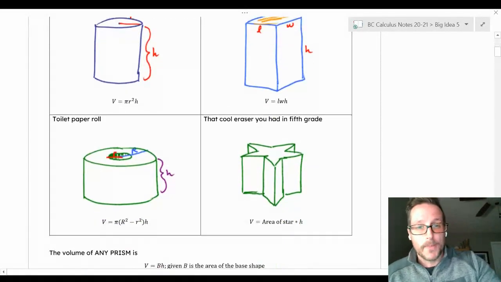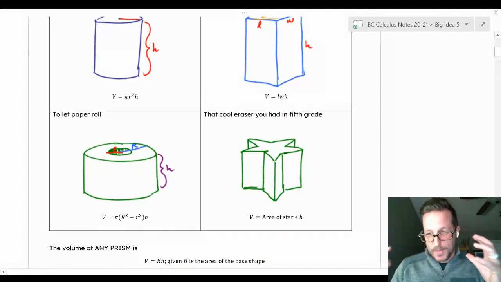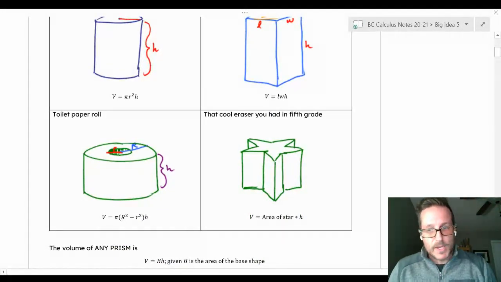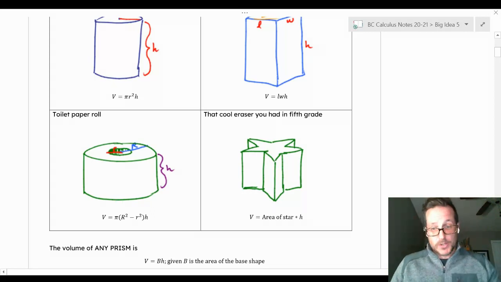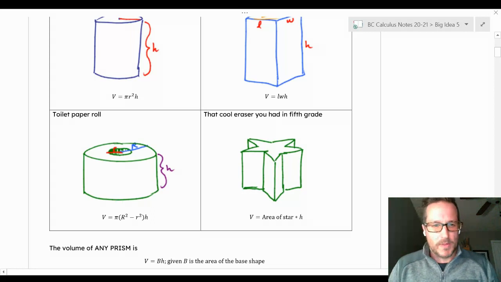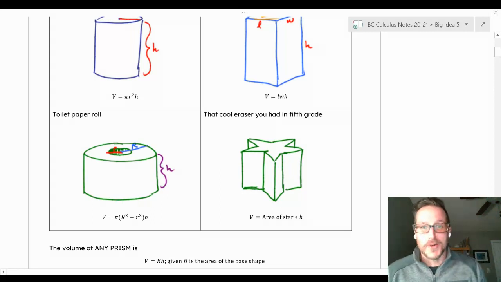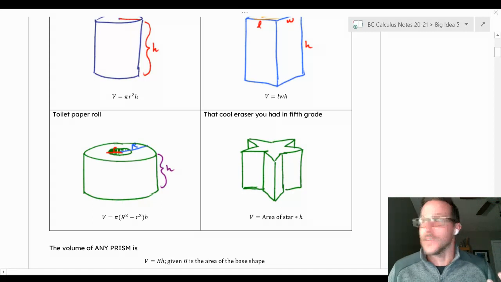If we had a toilet paper roll, to find the volume of the paper, you'd have to take a big cylinder and subtract a small cylinder. So you would have basically two cylinders, one subtracted from the other, which you could simplify so the formulas look like that. Or that cool eraser you had in fifth grade that looked like a star. You remember that one? Yeah, I had that one too.